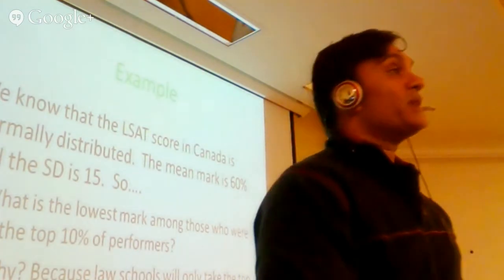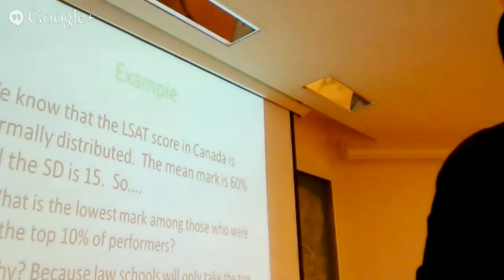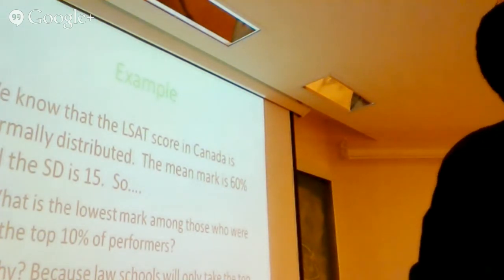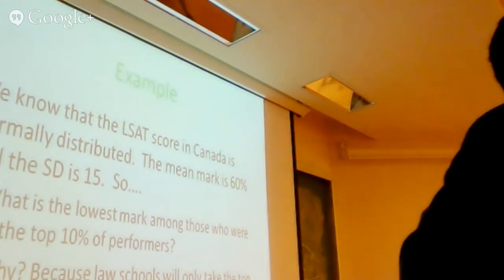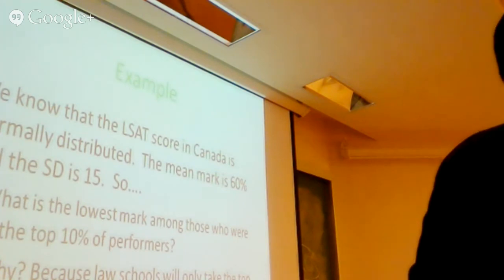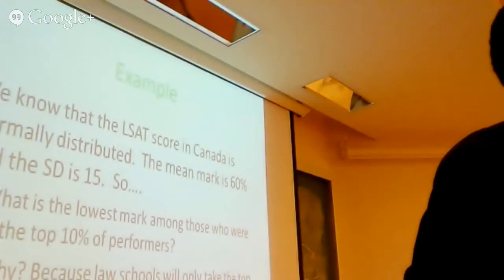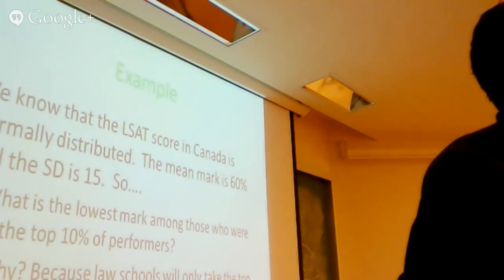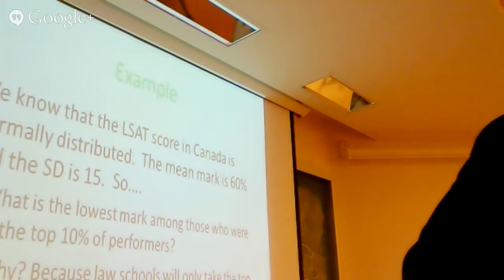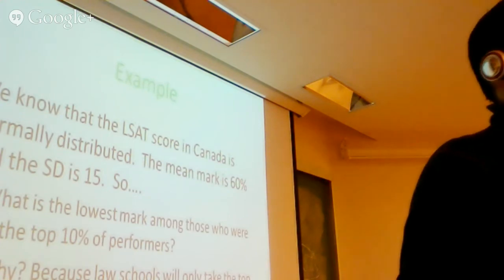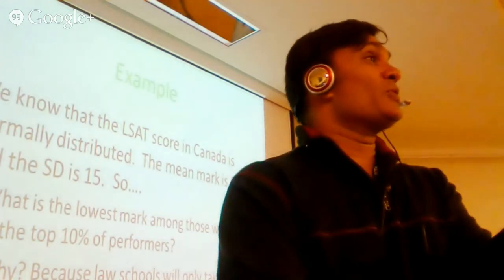So what's the lowest mark among those who are in the top 10%? Why do we care about that? We care about that because the law school people may say next year, we're only going to take the top 10% of students. That doesn't mean we're only going to take the people who score 90% and above, because maybe nobody scores 90% and above. Maybe the test is so hard that year that everyone gets like under 70 or something. Or maybe this test is so easy that everyone gets over 90%. In that case, the top 10% are going to be like those who scored 98 and above or something like that.